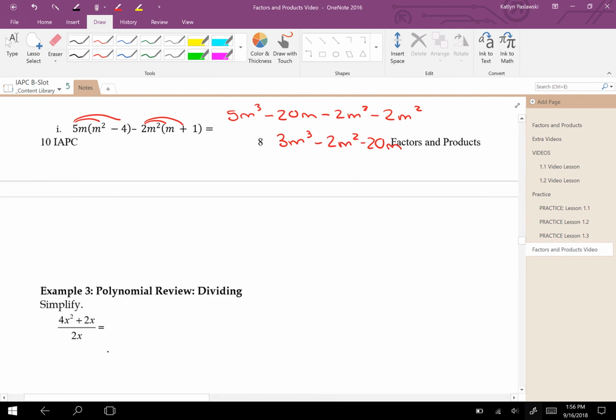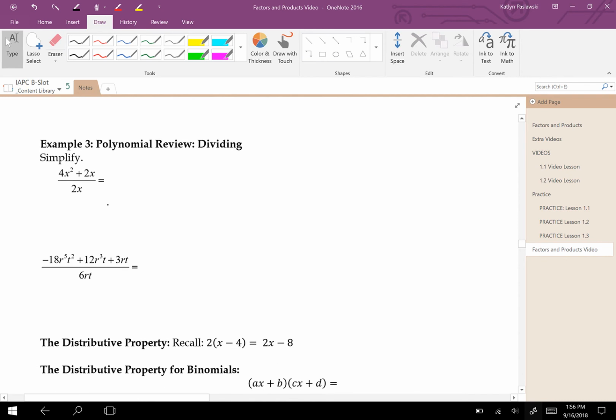Flip the page over to review dividing polynomials. So when I see this, I see that the denominator needs to be shared with both numerators. So I have to divide these together and divide these two terms together. And now when I write them, I'm going to share it on top and bottom. So I have 4x squared divided by 2x plus 2x divided by 2x. Now I can divide both these terms. So 4 divided by 2 is equal to 2x, and 2x divided by 2x would be positive 1.